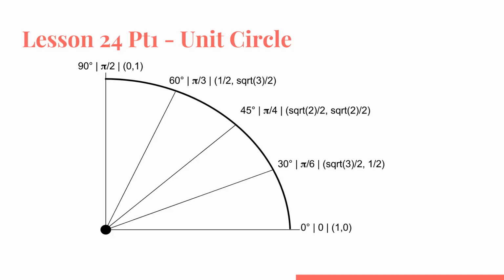Now, this is a really quick drawing of a unit circle. You can read through this really fast. So 0 degrees, 30 degrees, 45 degrees, 60 degrees, 90 degrees, or 0 radians, pi over 6 radians, pi over 4 radians, pi over 3 radians, pi over 2 radians. Or in coordinates, 1, 0; square root of 3 over 2, 1 half; square root of 2 over 2, square root of 2 over 2; 1 half, square root of 3 over 2; or 0, 1.